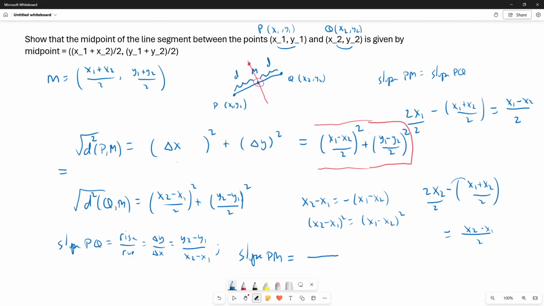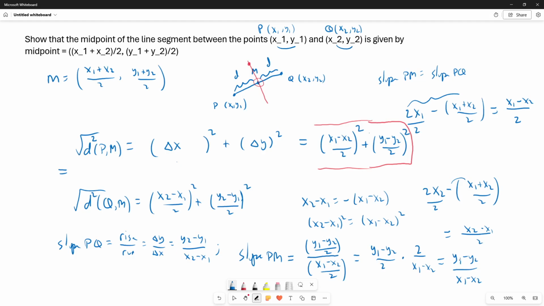x1 minus (x1 plus x2) over 2 is exactly what we had here, and we got x1 minus x2 over 2, so that goes on the bottom. x1 minus x2 over 2, and the change in y is the exact same thing but with y's in the place of x, so that's y1 minus y2 over 2, and now we can divide these fractions, and we get (y1 minus y2) over 2 times 2 over (x1 minus x2), and this is y1 minus y2 divided by x1 minus x2, and that's exactly the same as this.